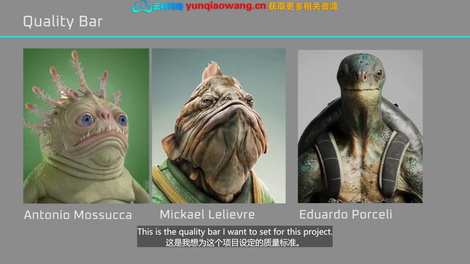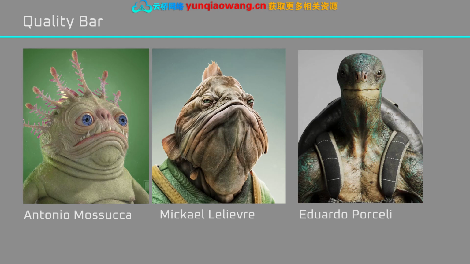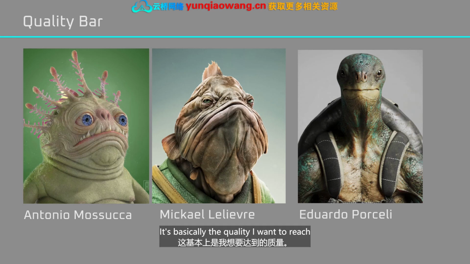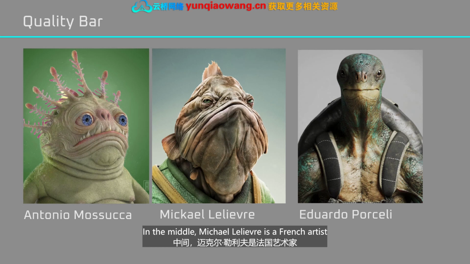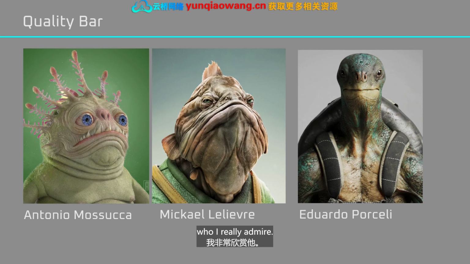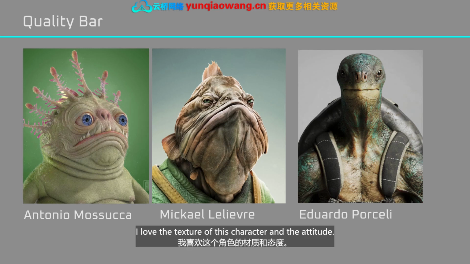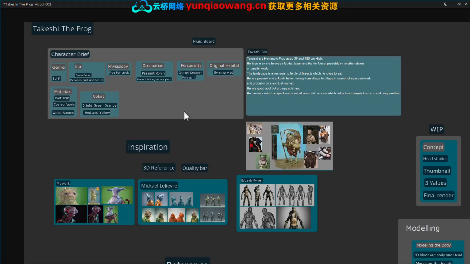This is the quality bar I want to set for this project. It's basically the quality I want to reach at the end of the final renders. On the left, one of my previous works, inspired by an axolotl. In the middle, Michael Lelièvre, a French artist who I really admire. He often mixes fish with humans. And at the end, Edoardo Porcelli. I love the texture of this character and the attitude. I'm going to go for this sort of look.